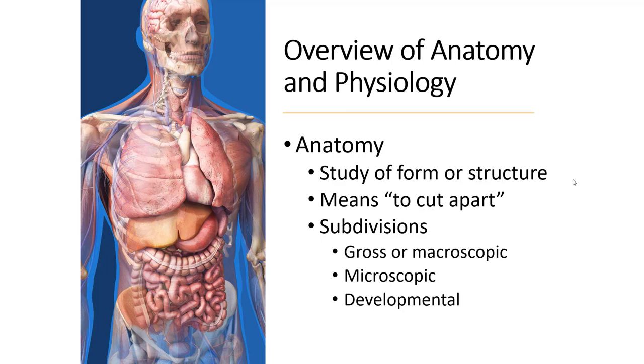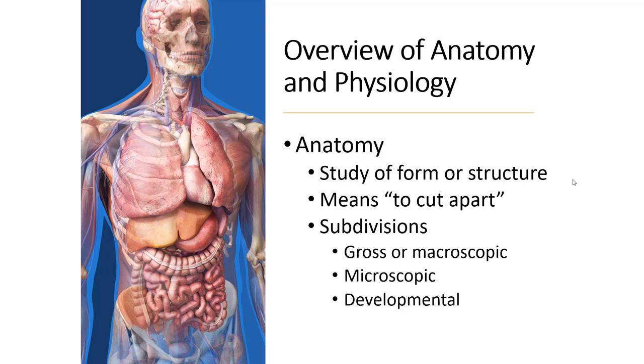So what is anatomy and what is physiology? Anatomy, by definition, is the study of form or structure. It looks at something and discusses what does it do based on what is its structure. The what does it do, that's going to be the physiology part. The how is it shaped, that's the anatomy part. And anatomy comes from some root words that mean to cut apart.